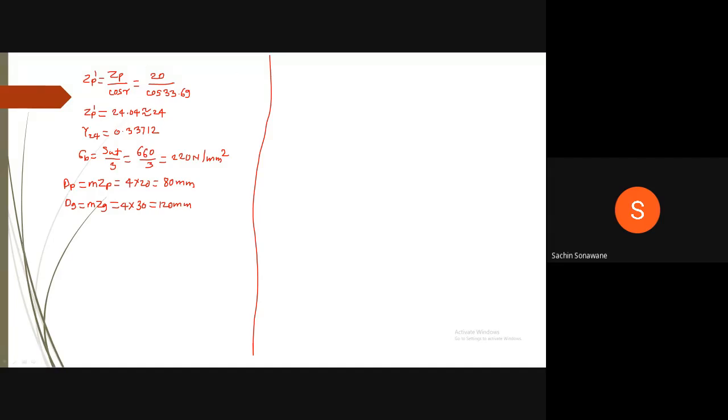Now we have to determine A naught, which means cone distance. A naught is equal to the square root of (dp divided by 2) square plus (dg divided by 2) square. Therefore, substitute the values: (80 divided by 2) square plus (120 divided by 2) square. Therefore, A naught is equal to, what is the answer?